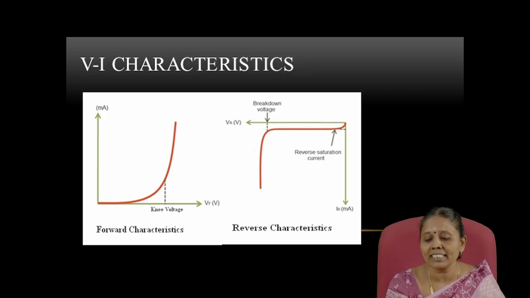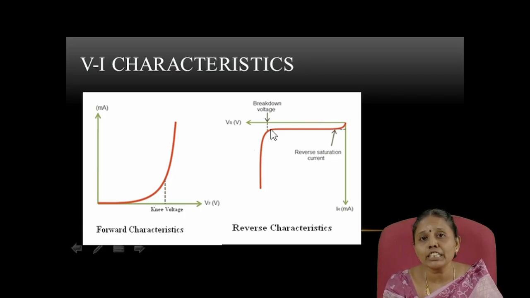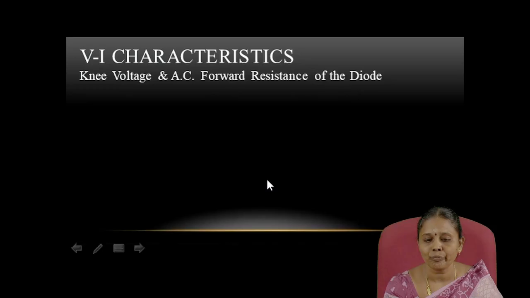Next comes the reverse characteristics. Here also, taking voltage along the x-axis and current along the y-axis. Here if we increase the voltage, after a certain time, it breaks down at a particular value. That voltage is referred to as the breakdown voltage.